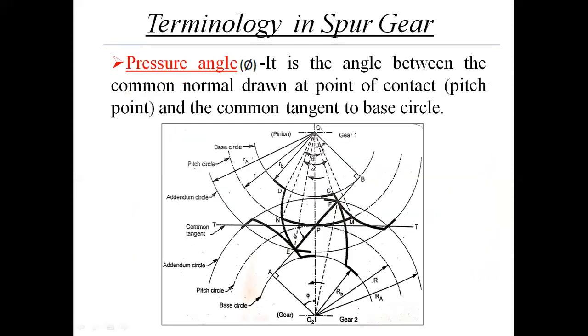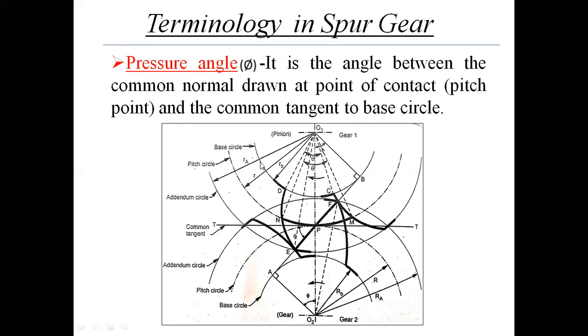Next and more important is pressure angle. Pressure angle is denoted by phi. It is the angle between the common normal drawn at the point of contact, which is the pitch point, and the common tangent to the base circle.